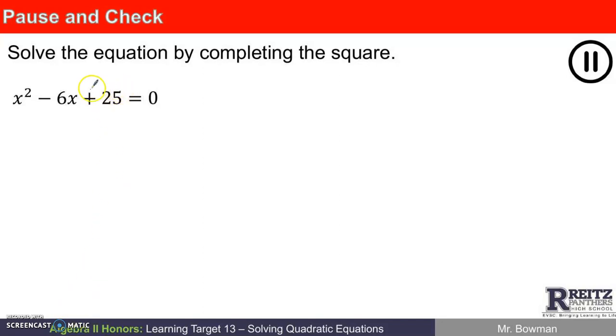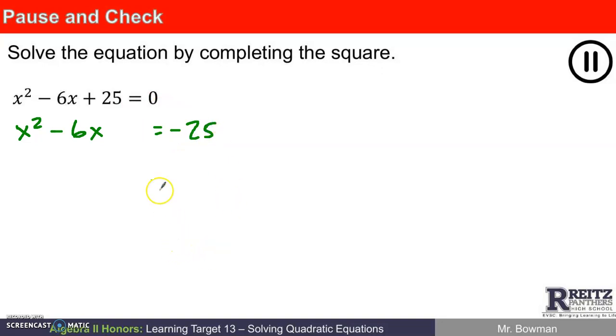The very first thing I need to do to solve this is I need to deal with this 25, which really shouldn't be on the same side as the x squared and the negative 6x. Let me rewrite this equation as x squared minus 6x, I'll leave a little bit of room here on the left side, equals negative 25.